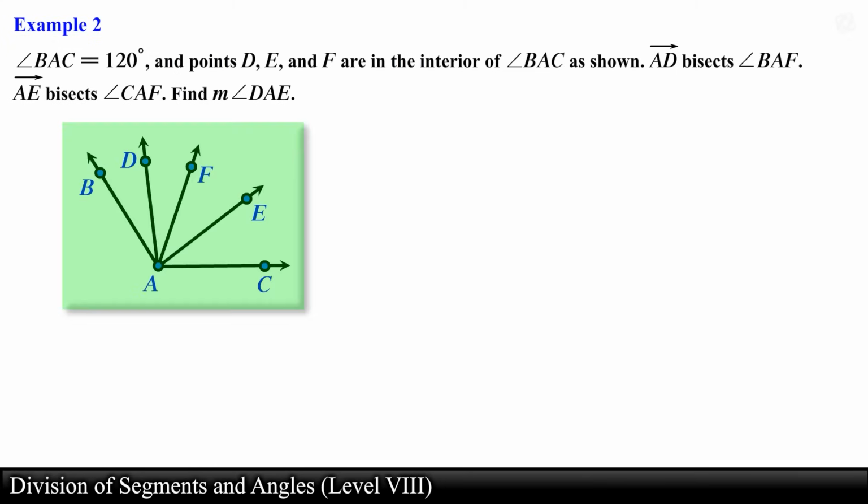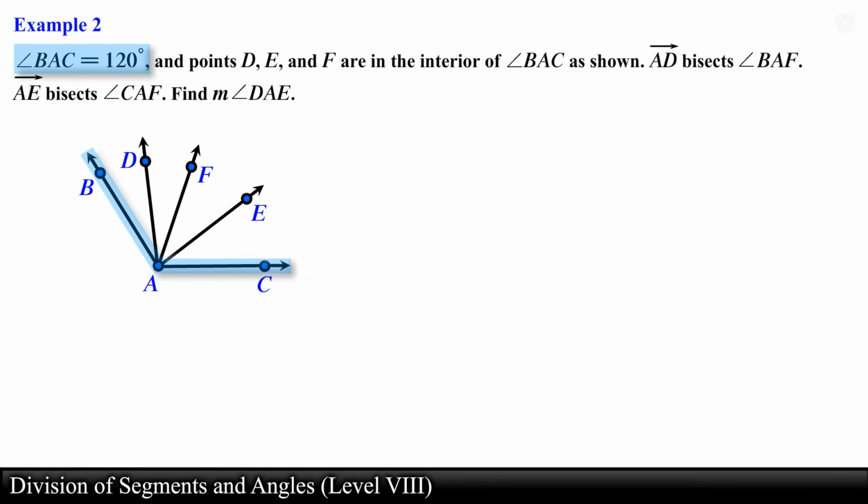In this problem, we are provided with a diagram, along with the measurement of an angle, and a couple of geometric relations between rays and angles. We are asked to find the measurement of a particular angle. Let's start solving the problem by labeling the diagram with the given information. We know that angle BAC is equal to 120 degrees. We also know that ray AD bisects angle BAF. This means that angle BAD and angle DAF are congruent.